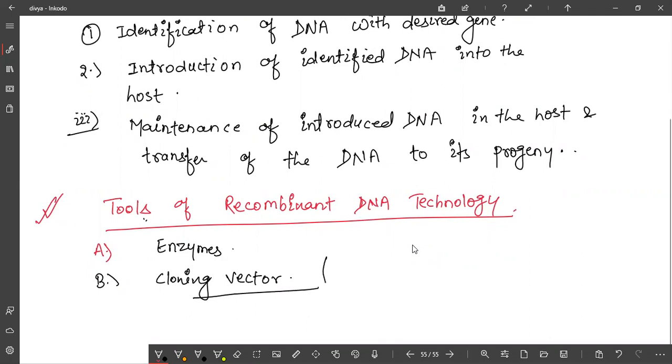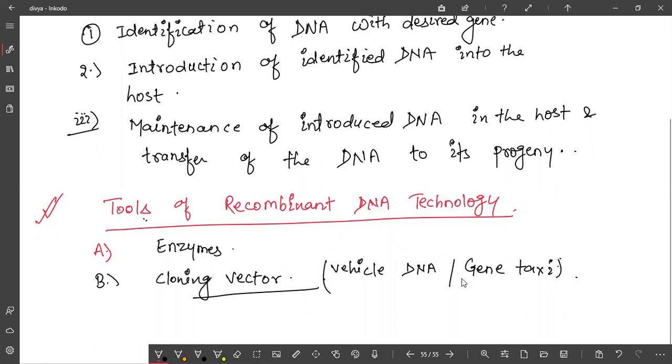Cloning vector, which is also called vehicle DNA. And this is also called gene taxi. Taxi, you know? What is the use of a taxi?